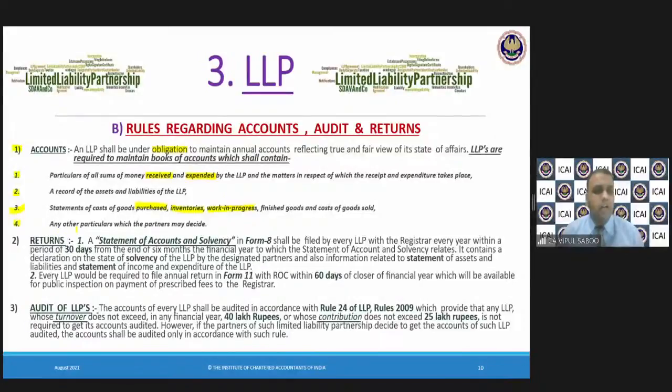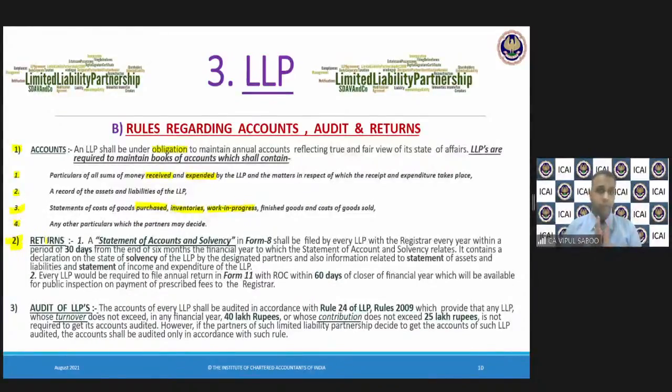Any other particulars which the partners may decide. So the partners may decide that all other things should also be recorded, a record for the attendance, a record for the labor employed in the factory, a record for the personnel, whether skilled or unskilled, should be made in detail. So whatever the partners may decide apart from this. Point number 2, really very, very important. Point number 2 from correct, incorrect point of view.